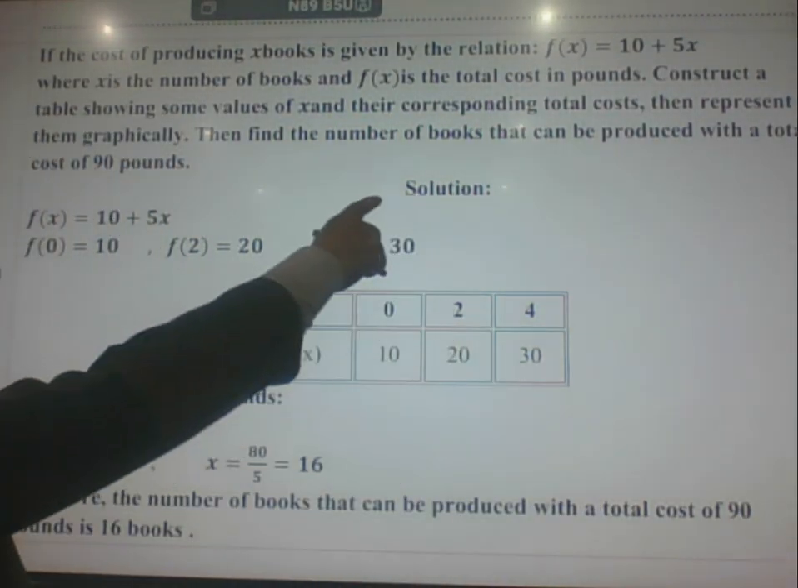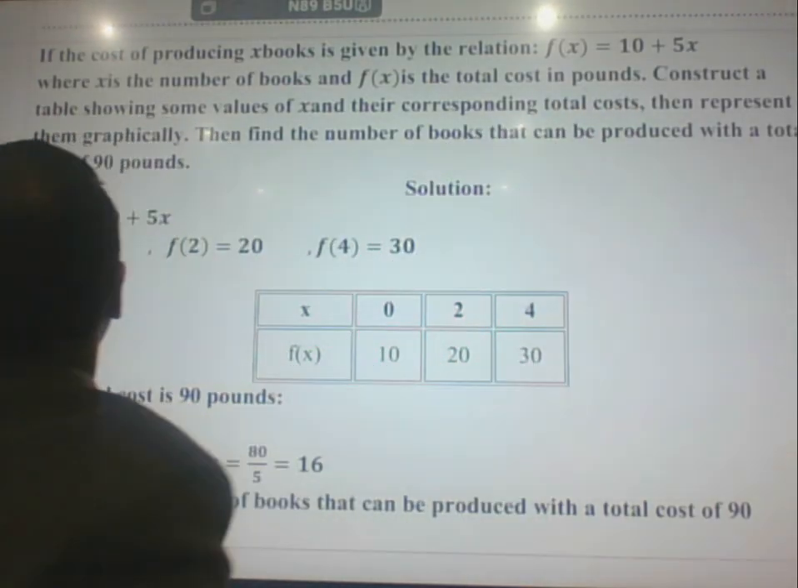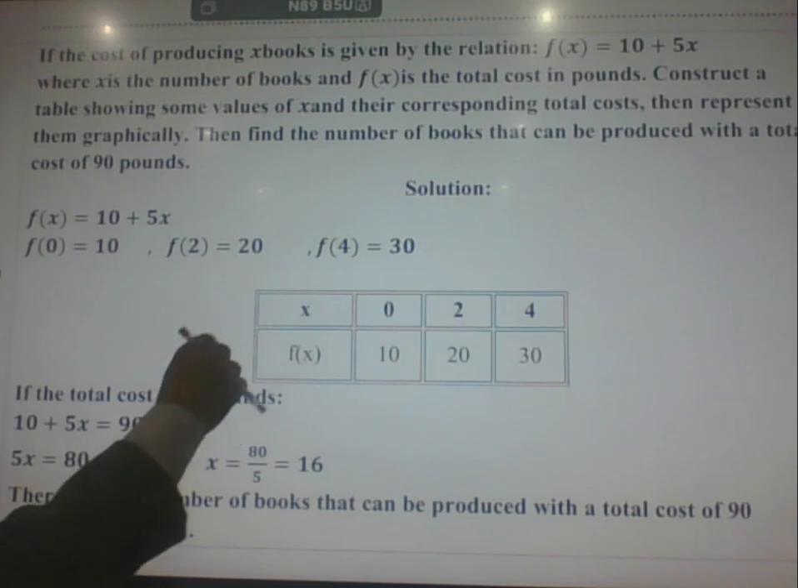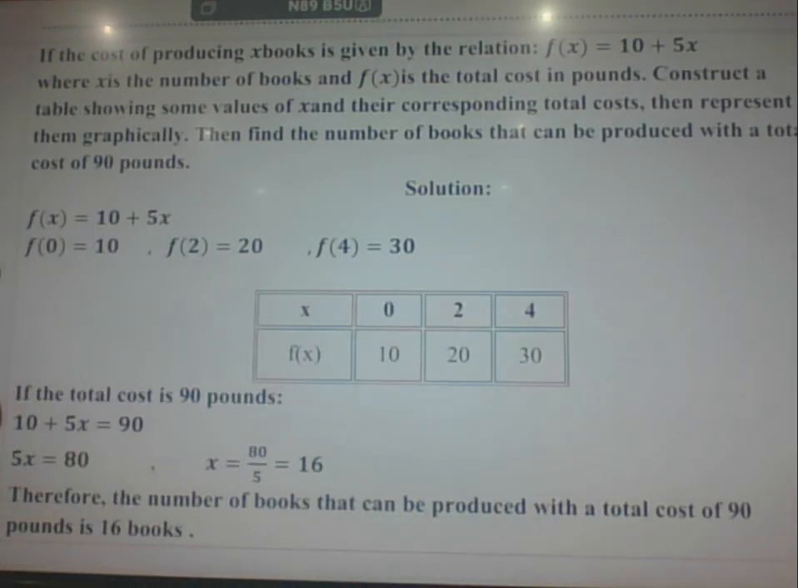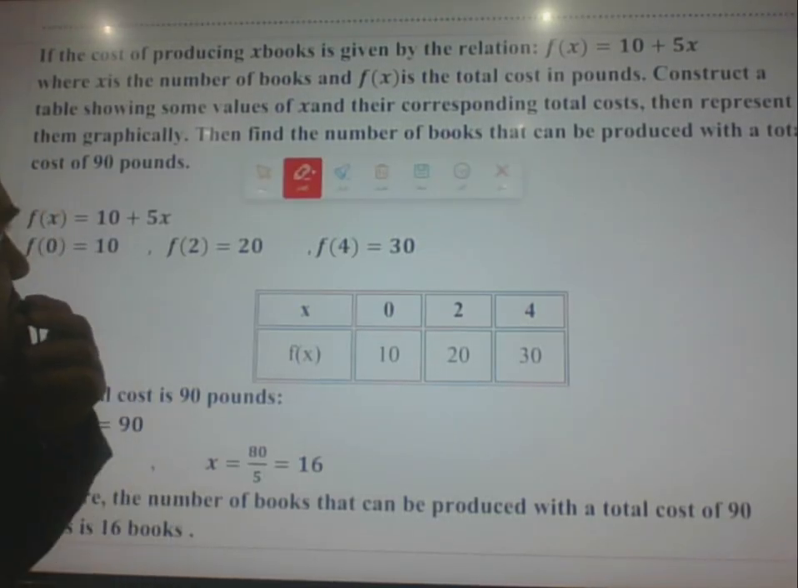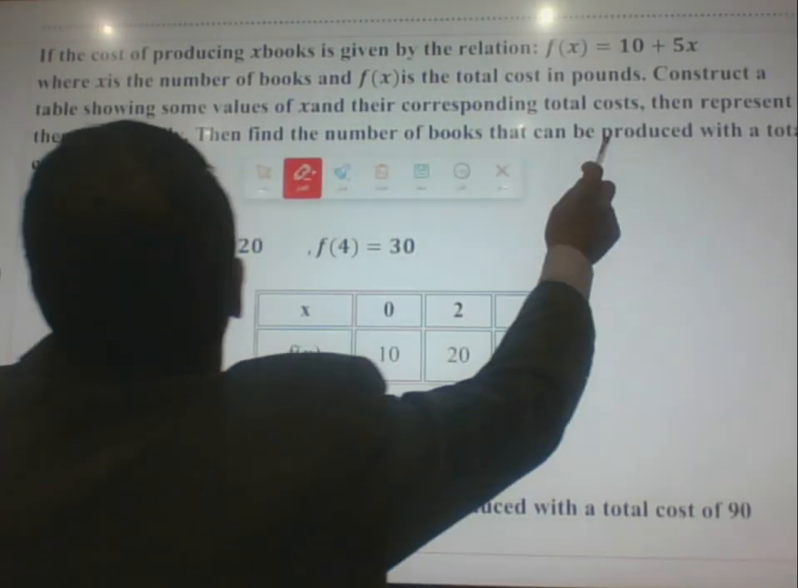He gives me the function f of x equals 10 plus 5x, passing through the point, and we want to find the constant. He gives me this information: f of 0 will be 10. The example passes through the origin point like this. Okay, my students, that's the question.